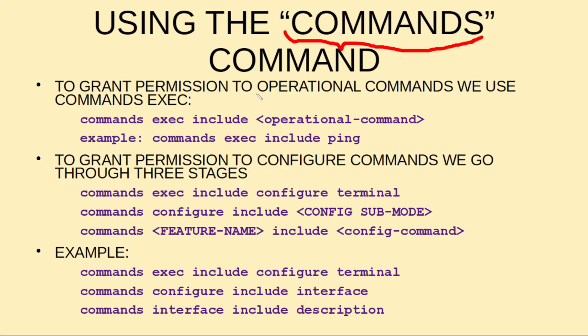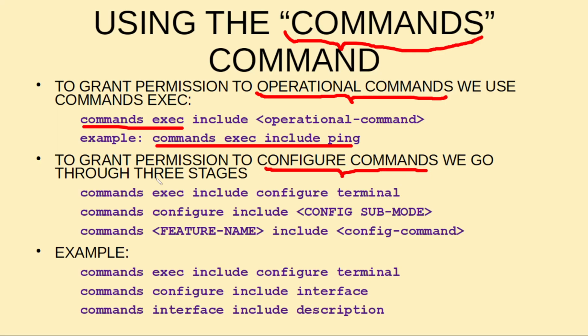When granting permissions to operational commands such as ping, clear, reload, show, and so on, we are going to use commands exec. For instance, commands exec include ping. Now, in order to grant permissions to configure commands, we go through 3 stages. First, we allow this view to enter the global configuration mode with this command. Then we allow this view to enter a particular configuration submode with commands configure, not commands exec, command configure. And then we grant this view permissions to the actual configuration command with the command commands feature name.